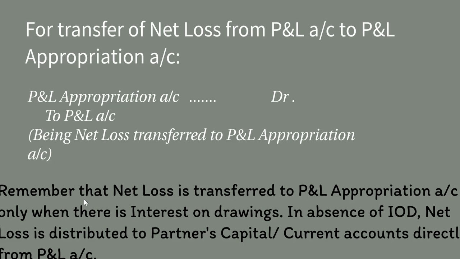So where there is a net loss and there is also interest on drawings, the journal entry for transfer of net loss from the profit and loss account to the profit and loss appropriation account is: profit and loss appropriation account debit to profit and loss account.